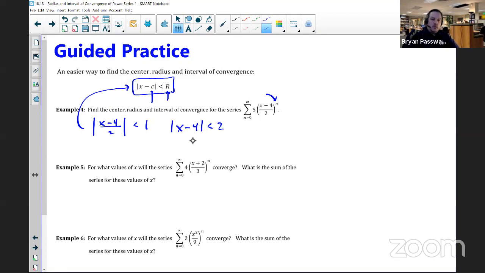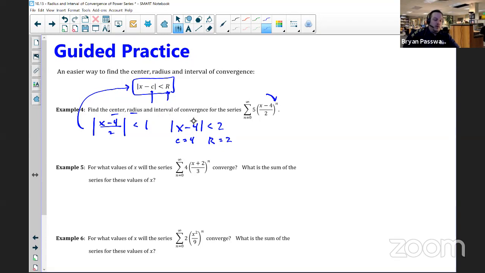Once we have it in this form, we can immediately conclude that the center is going to be 4. Remember, the center is the x value that will make all the terms become 0. If x is 4, then everything inside of here will become 0, and we get a whole bunch of zeros repeating. So our center is 4, and the other side, once we get it in this form, is our radius. Our radius is now 2. Big R is 2.